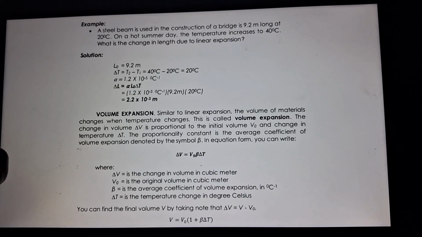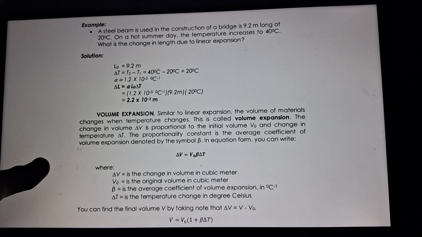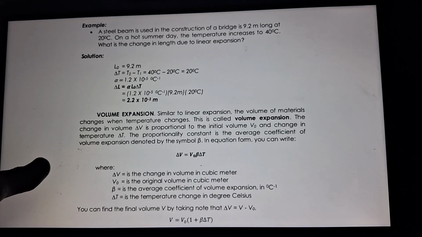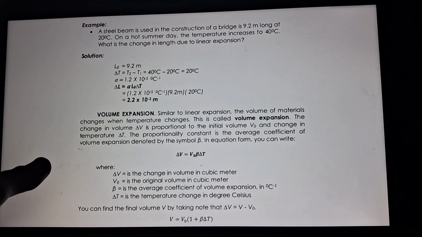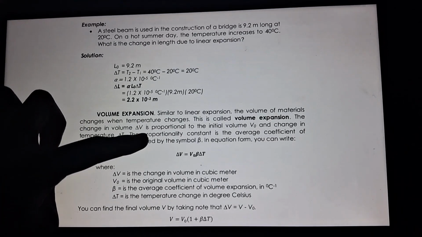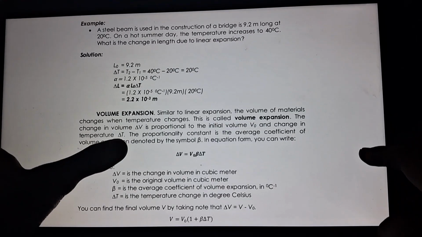So now we are going to volume expansion, which is similar to linear expansion. The volume of materials changes when temperature changes. This is called volume expansion. The change in volume ΔV is proportional to the initial volume. So the change in volume is here, the initial volume, and the change in temperature is here.